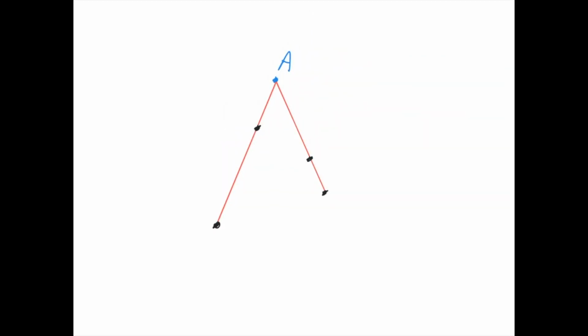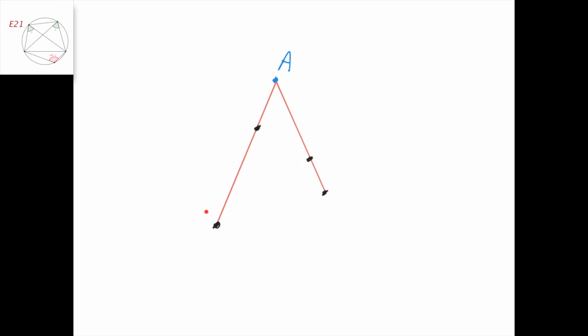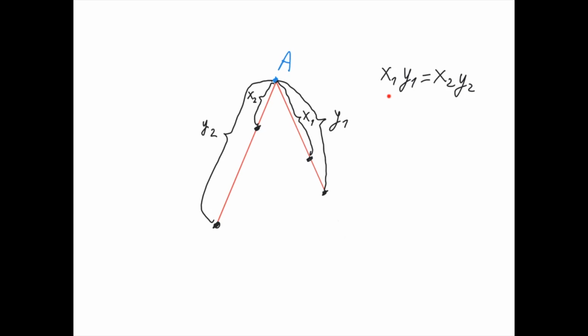And this property also works in the opposite direction. Suppose I take the point A and I draw two random lines and I choose 2 points on each line such that this times this equals this times this. It will follow that these 4 points lie on a circle, or that this quadrilateral is cyclic. So we have that x1 times y1 equals x2 times y2, where x1 is this, y1 is this, x2 is this, and y2 is this.